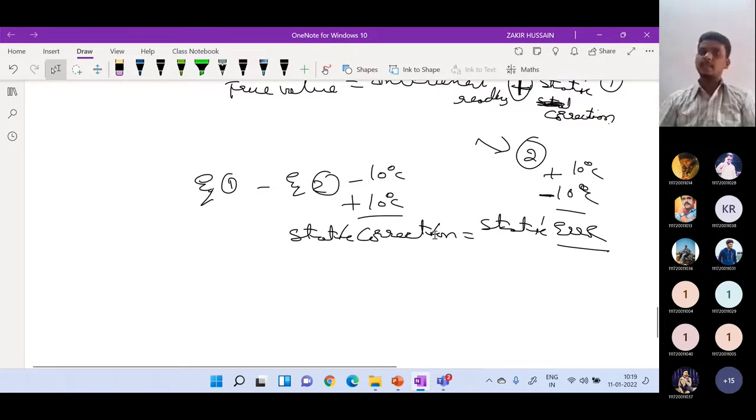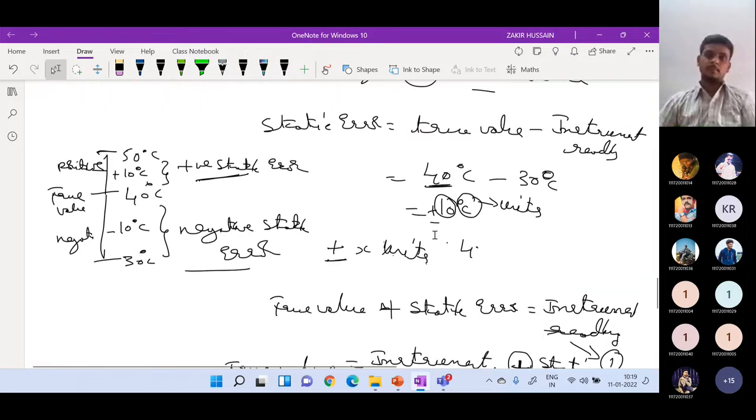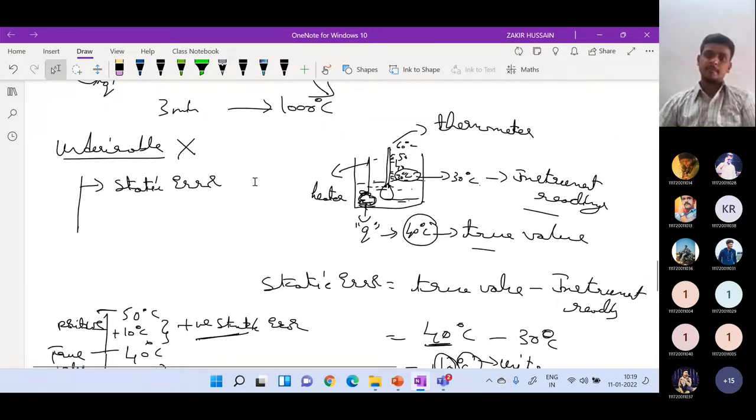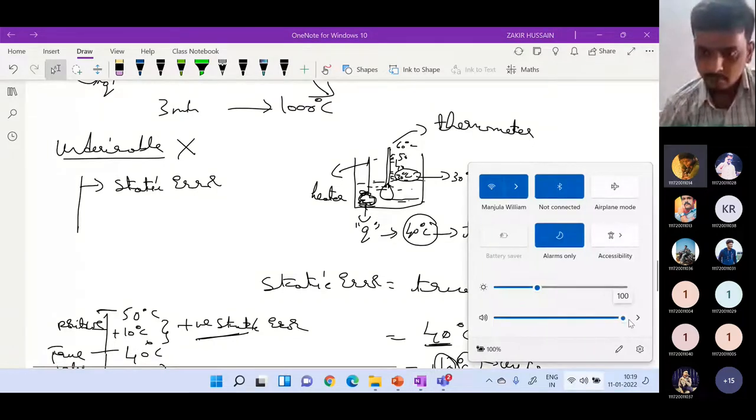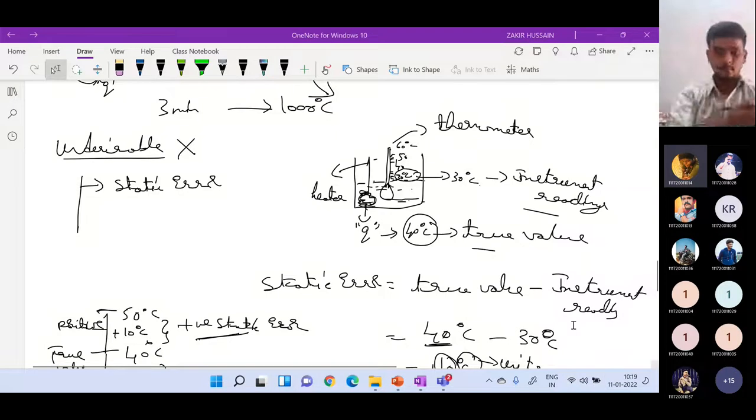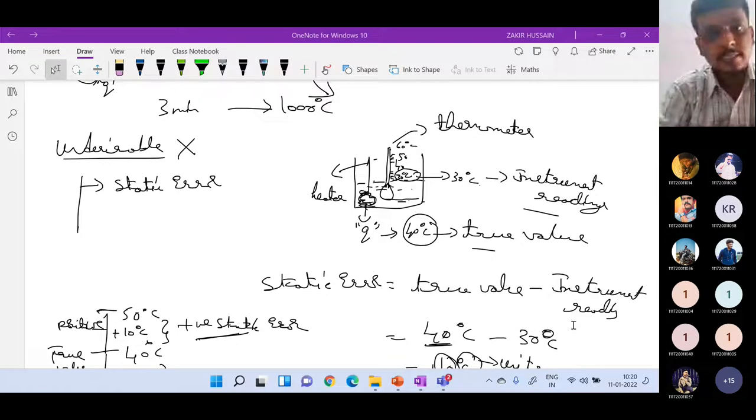So after correcting that particular instrument, we can use that instrument for a long period of time. Otherwise, we have to throw that instrument away. Is that clear? What is the static error? Yes, sir. Sir, I have a doubt. Yes, please. Sir, when we already realize that there is a static error in the instrument, why don't we tune the error causing part of the instrument rather than making the correction in the calculation itself? Not calculation, instrument calibration correction.